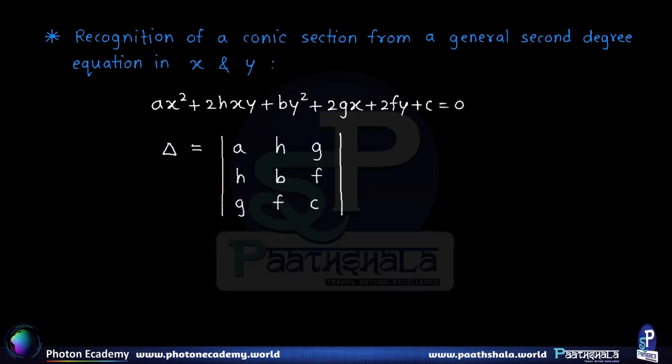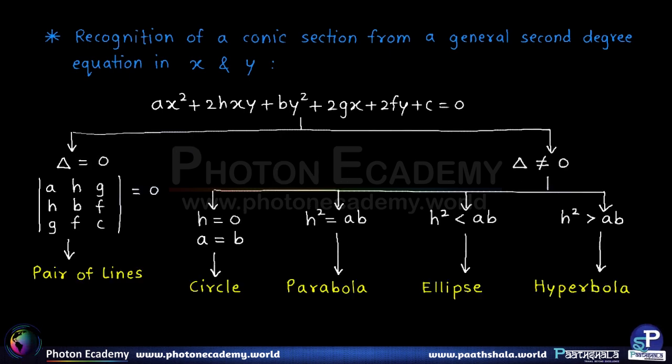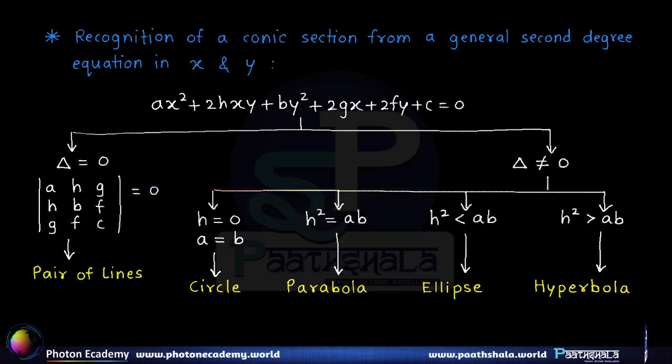Based on this delta, we will get the distinction between whether this particular equation represents a pair of lines or another conic section. So let us see a complete flow chart or tree diagram which will help us determine the type of conic section. Starting off with the general second degree equation in x and y, we have two main branches at the top. First, if the value of that determinant delta turns out to be 0, in that case the equation represents a pair of lines.